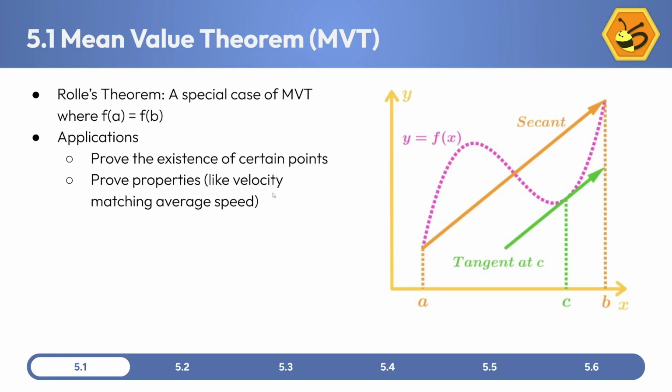Okay, moving on, we have Rolle's theorem. This is a very special, very niche case of the mean value theorem. It's basically where we have f of a equal to f of b. Honestly, you don't really have to memorize this on its own. It's just a special application of the mean value theorem.